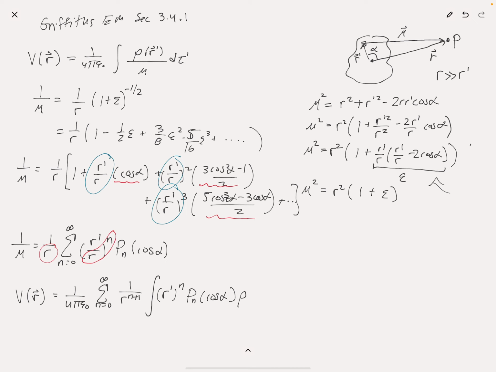Because cosine of alpha represents some relationship between the primed coordinates and the region of interest, the unprimed coordinates, that can't leave the integral. Times my charge density, wherever that is, integrated over all of those charges. This is the multipole expansion.